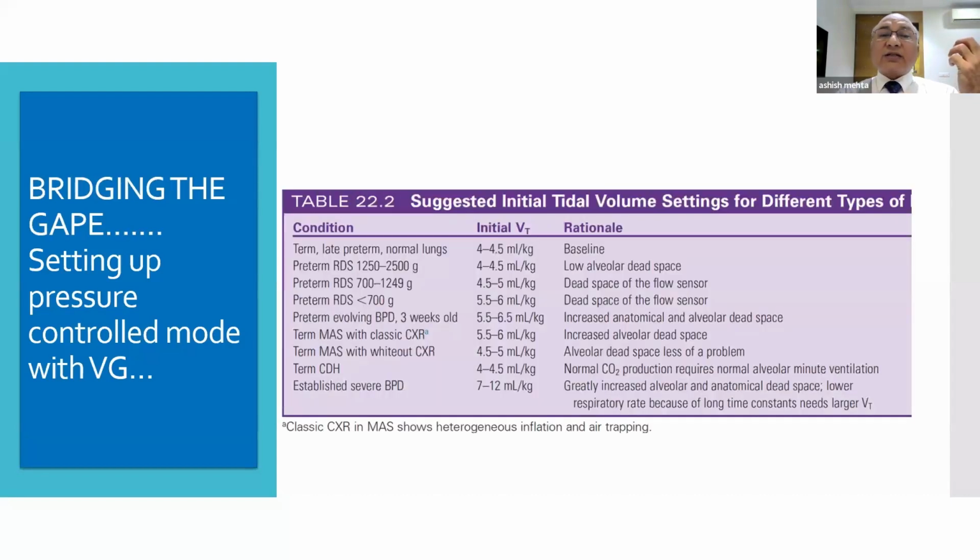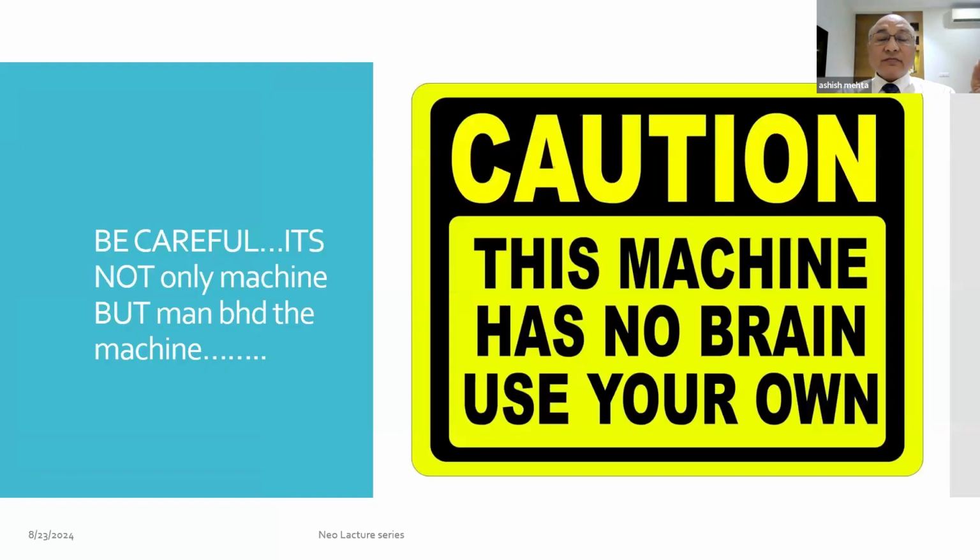So what are the suggested tidal volumes? You can see here, the smaller the baby, the bigger the tidal volume targeted. Term babies 4 to 5. But the preterm babies like RDS, less than 700 grams, you can see the targeted tidal volume is 5.5 to 6 to 7 ml per kg. And that is because there is a dead space in the flow sensor for the small baby. That small dead space becomes big, and that's why you are targeting bigger numbers.